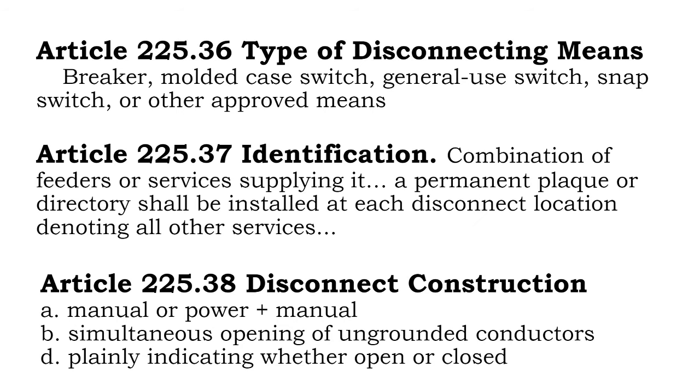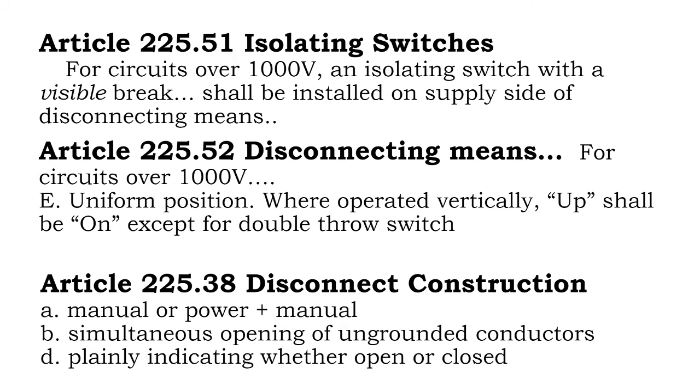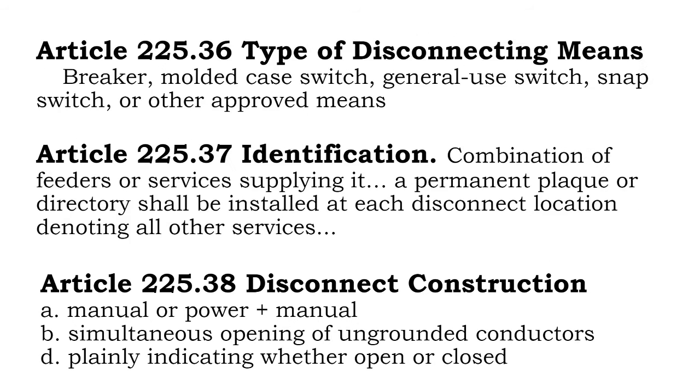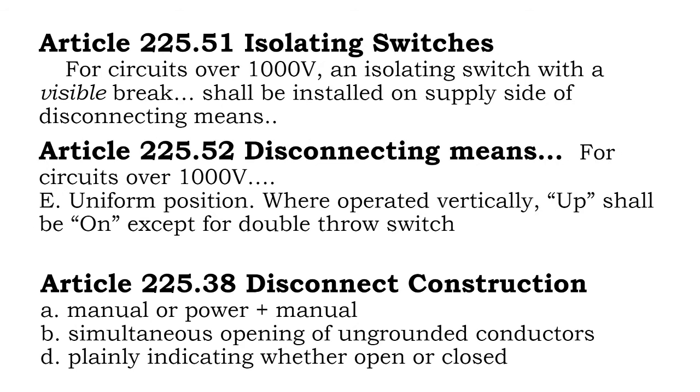The disconnect switches need to simultaneously open all ungrounded conductors of the system. And so you'll get 2-pole or 3-pole disconnect switches, plainly indicating whether they're open or closed. And usually that means, if they plainly indicate, up is open and down is closed, up is on, down is off.